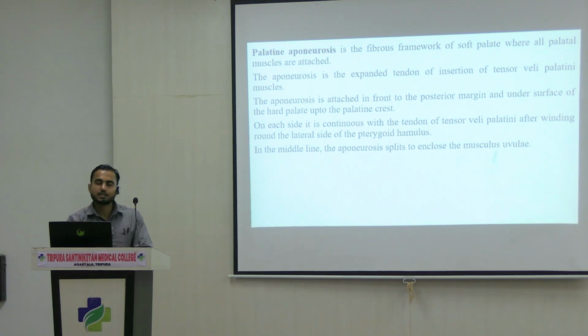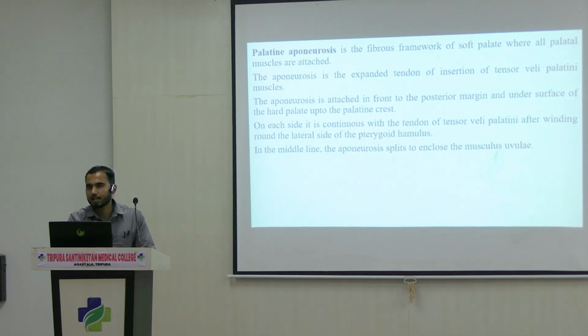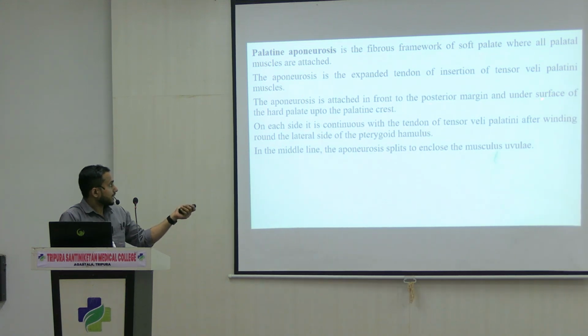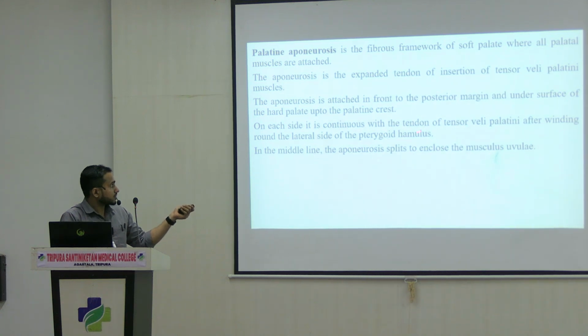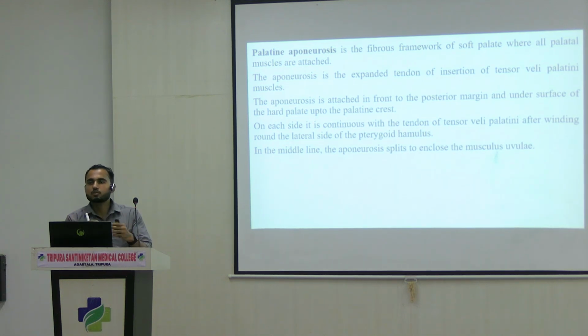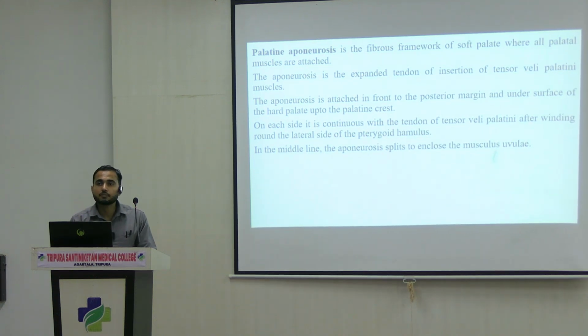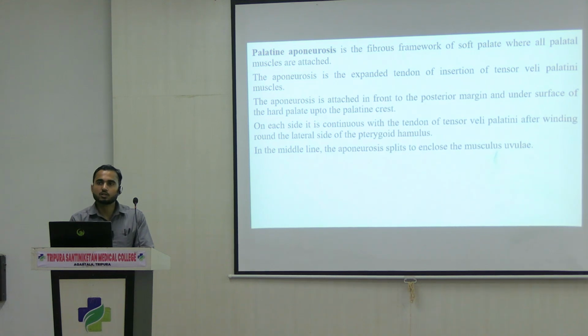Anteriorly it is attached to the posterior margin of the hard palate, as you can see, attached to the posterior margin and under surface of the hard palate up to the palatine crest, and on both sides it is continuous with the tendon. Now in the midline, it gets split to enclose a muscle called musculus uvuli. The palatine aponeurosis is very important because it gives strength to the soft palate. Along with that, it also provides attachment to various muscles.